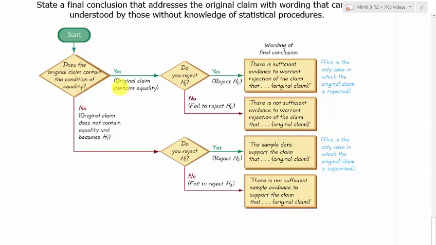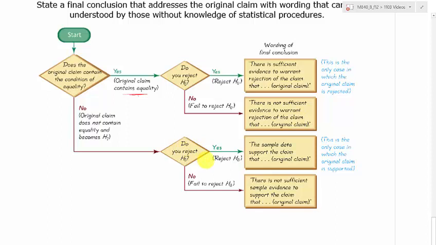If the original claim contains the equal sign, so that means that it's in your null hypothesis, then the way that you're going to make your statement is, if you're going to reject the null, you say there is sufficient evidence to warrant rejection of the claim, and then you restate whatever the claim was. If you're going to fail to reject it, then you say there is not sufficient evidence to warrant rejection of the claim, and then you restate the claim.